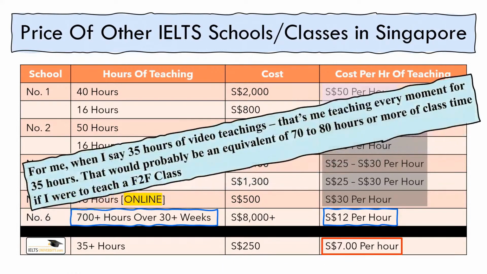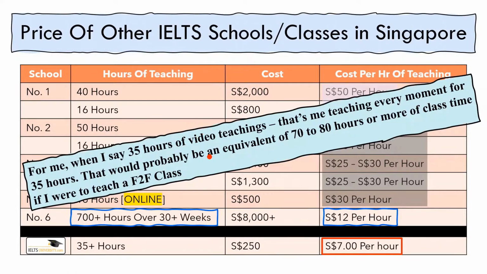And I mentioned this to you just now. For me, when I say 35 hours of video teaching, that's me teaching every moment for 35 hours. Whatever I teach in a face-to-face class is going to be 70 to 80 hours of class time. Why? Because like I said, in a 2-hour class, you probably get a bit of time for breaks, a bit of time with students just doing their work, and the teacher not doing anything. So when I say 35 hours, it is 35 hours of pure 100% teaching.